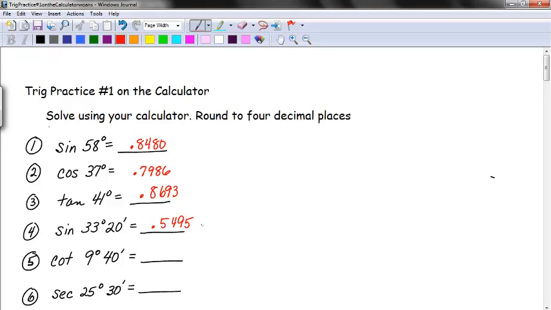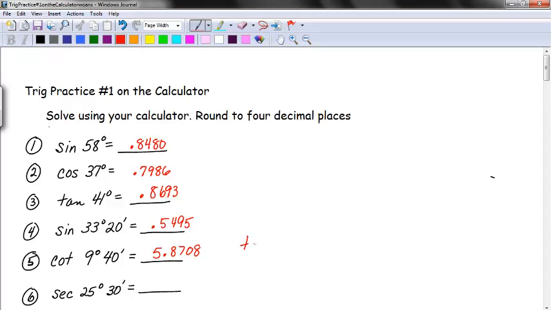Okay, now you can do this a couple ways. You can go ahead and press enter, and then do the x to the -1, the reciprocal key, that will move it down. Or you can close the parentheses and do the x to the -1. The x to the -1 key is the reciprocal key. Okay, so you end up with 5.8708.